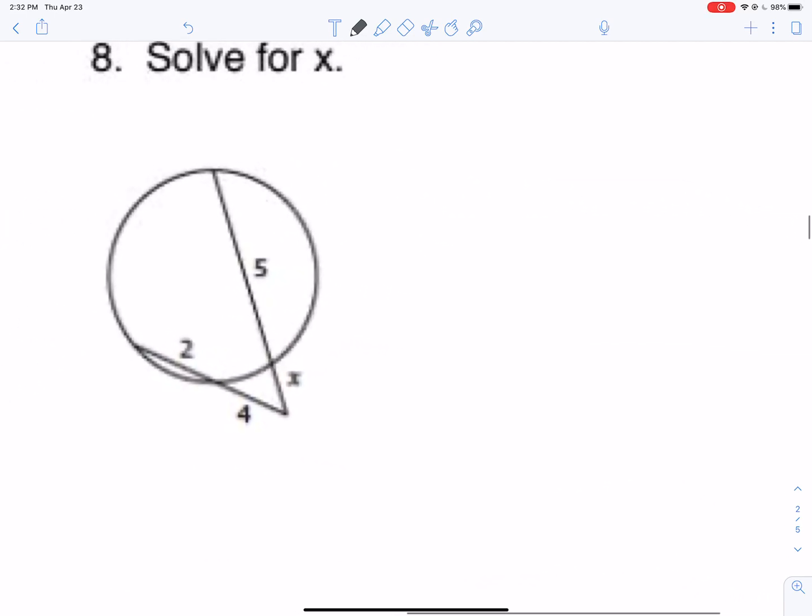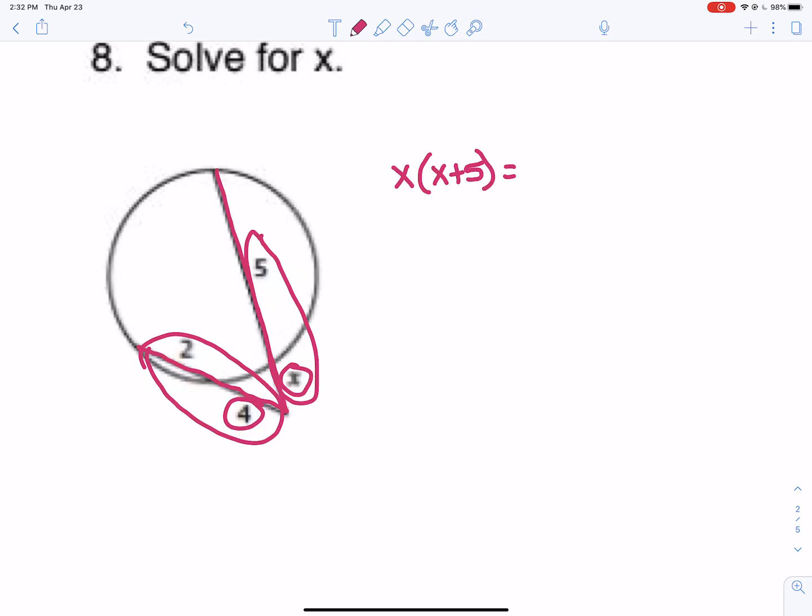So this one is one with 2 secants. So we would say the outside times the sum of the whole secant. So x times x plus 5 will equal, again, the outside, which is 4, times the sum of the whole secant. So 4 times 4 plus 2. So let's start solving for x. We could distribute and get x squared plus 5x. And then that would equal 4 times 6, which is 24.